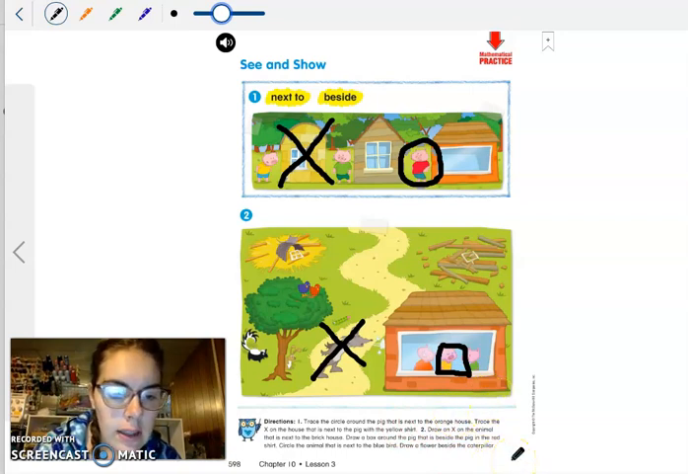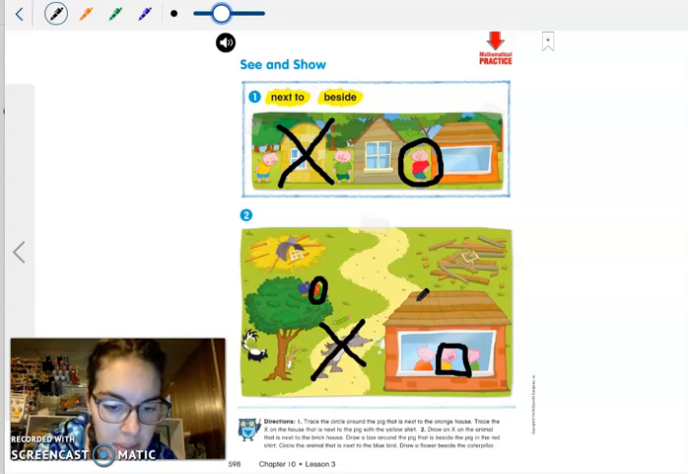Now we are going to look and circle the animal that is next to a blue bird. Here's our blue bird. So we're going to circle the animal that is next to it, which is this red bird. Circle.